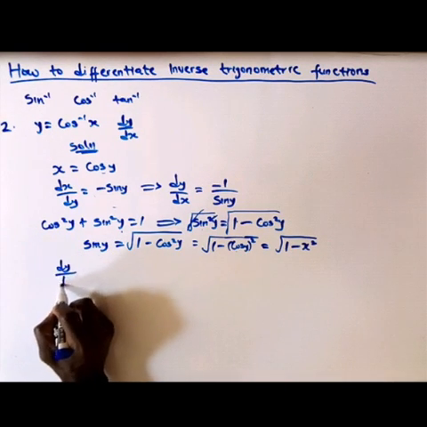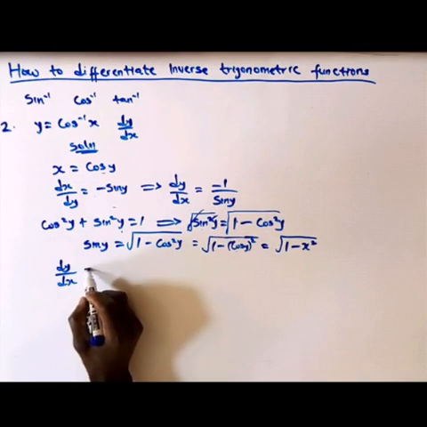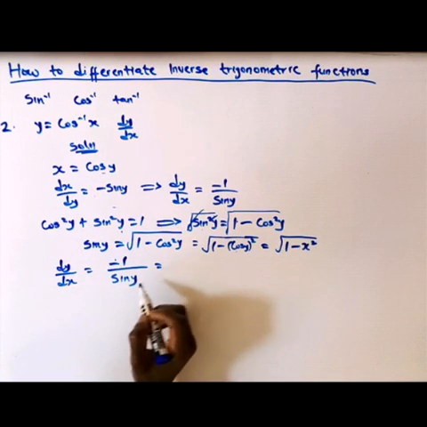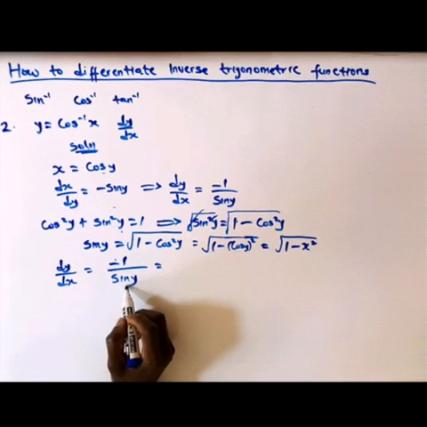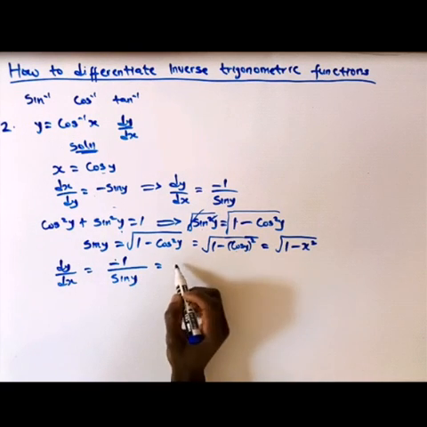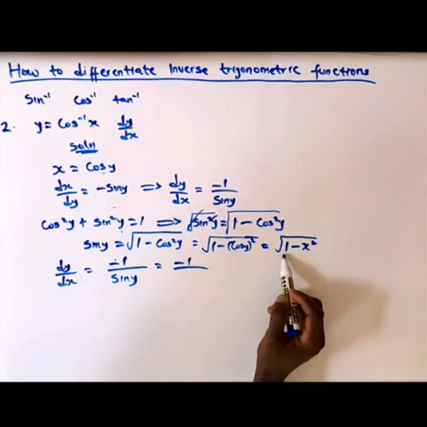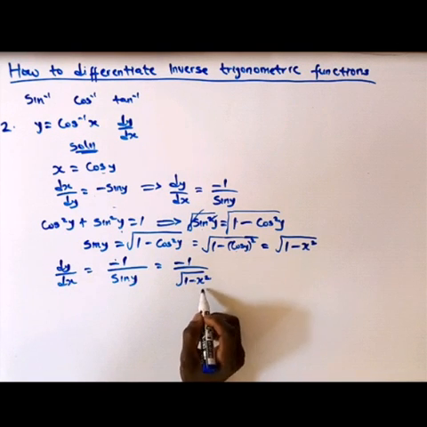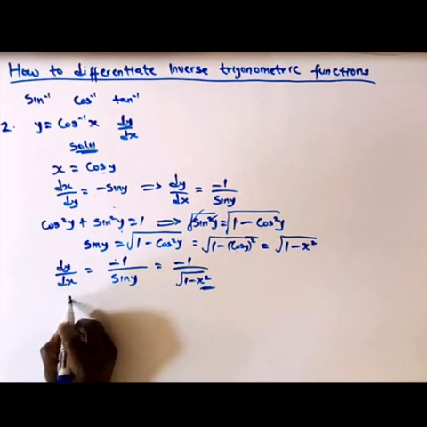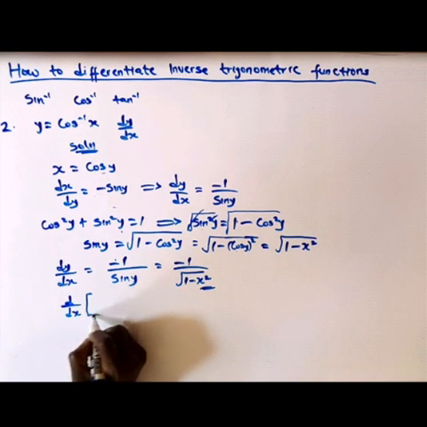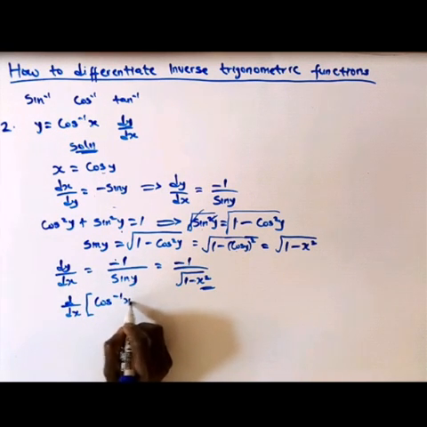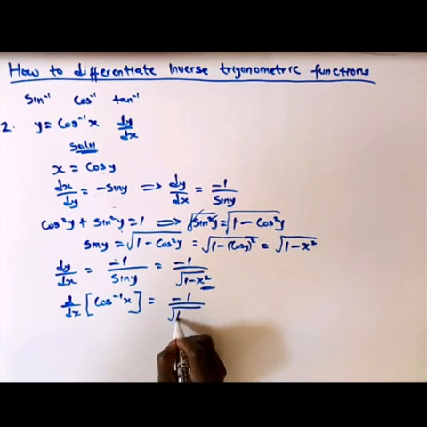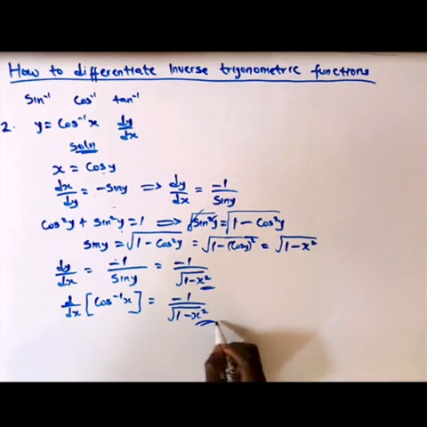Therefore, our dy ds from here, we said, is equal to minus 1 over sin y. But we said we are to replace or express sin y in terms of s. So whenever we see sin y, we are going to use this: the square root of 1 minus s squared. So in summary, the derivative of cos inverse of s is going to give us minus 1 over the square root of 1 minus s squared.